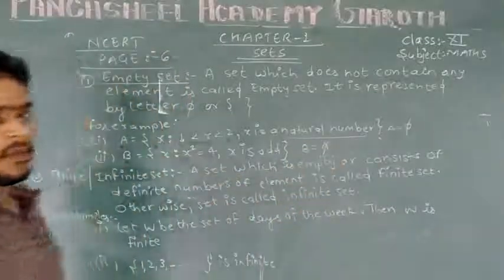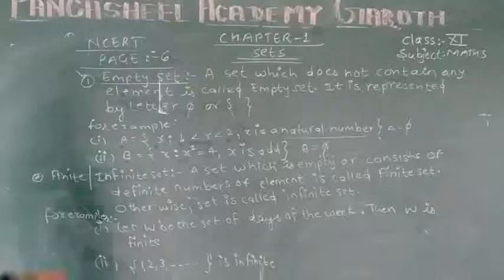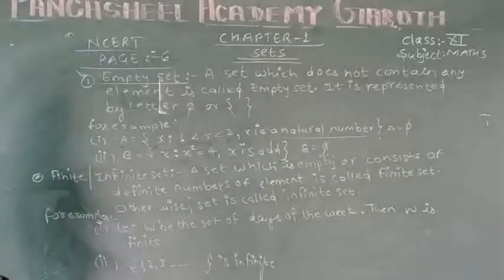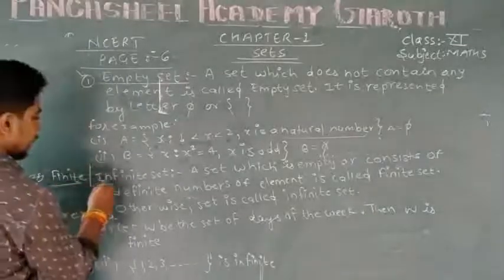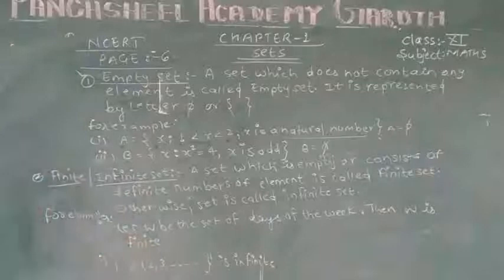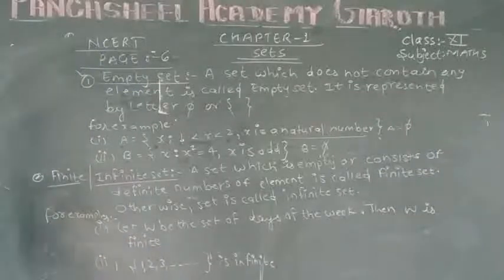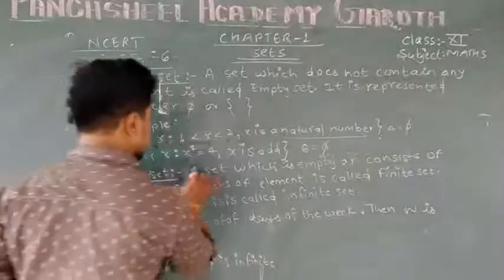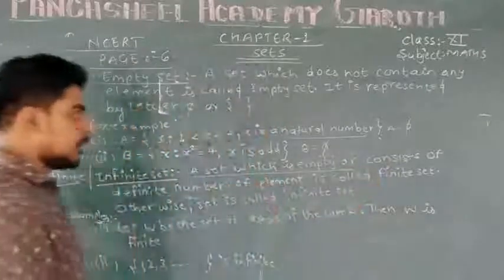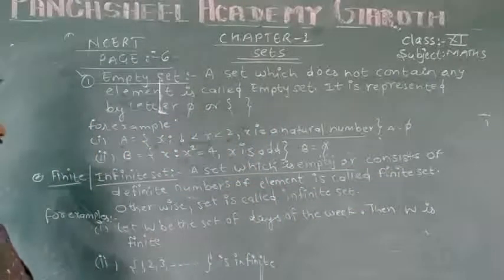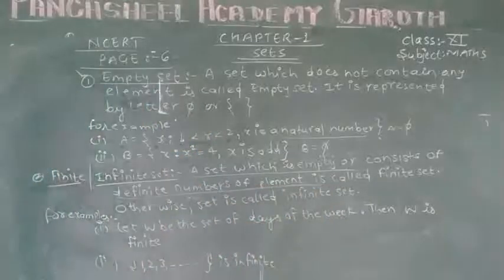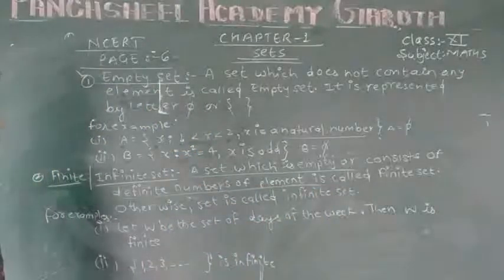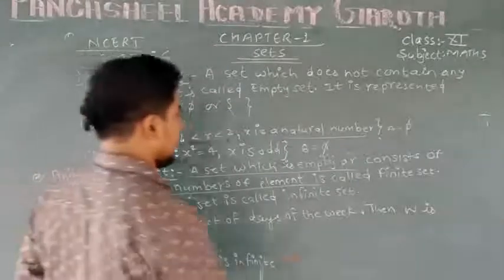So you have heard both of the examples of the empty set. In the next one, we will talk about finite and infinite sets. What are finite and infinite sets? A set which is empty or consists of a definite number of elements is called finite.